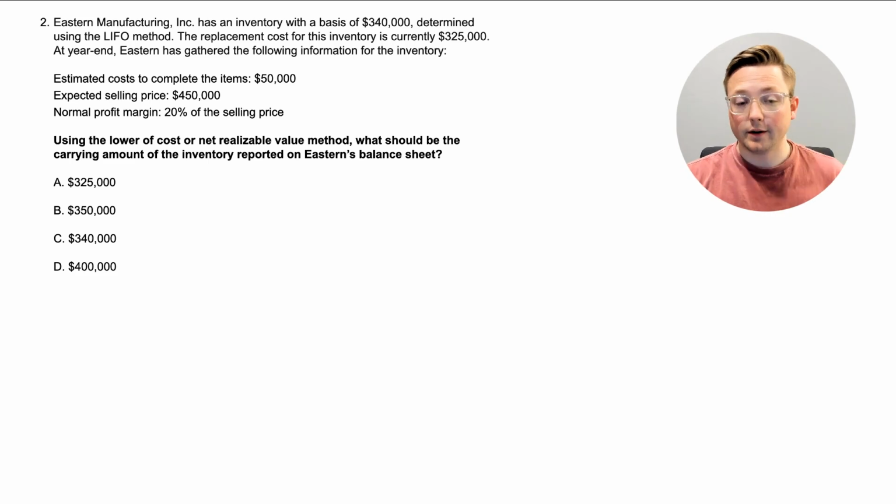Okay, so with all that information, again, we have to, using the lower of cost or net realizable value method, determine the carrying amount of the inventory. There may be some things in here that weren't seen in the previous question, but think about what we did in the previous question, and I think you'll be able to do this. So again, pause the video and come back when you're ready.